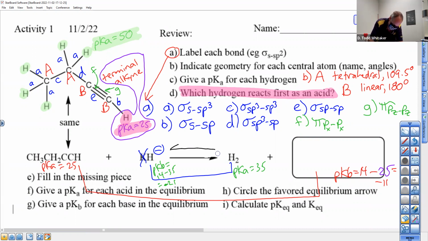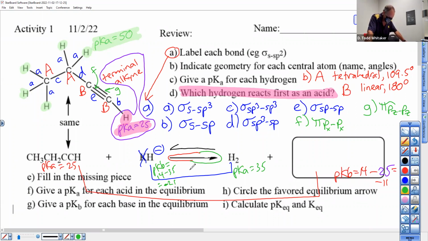Tell me why. Why do I like the forward arrow? Stronger to weaker is a good answer. Yeah. Circle it with red and green. I based my decision on the 2 pKa's, red and green. 25 goes to 35 every day of the week.